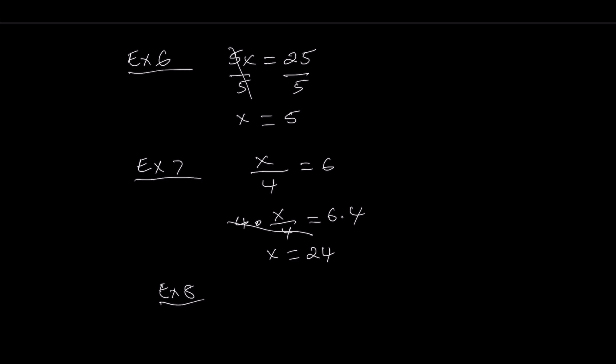Example 8, minus 3x equals minus 12. Divide both sides by minus 3, x equals minus 12 divided by minus 3, x equals 4.